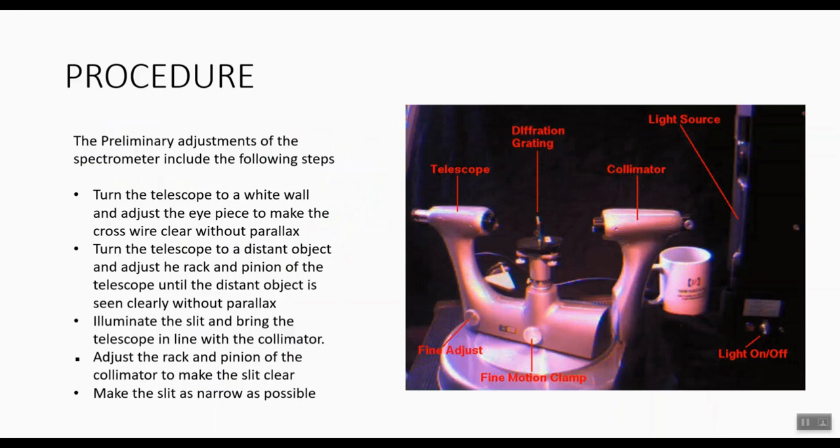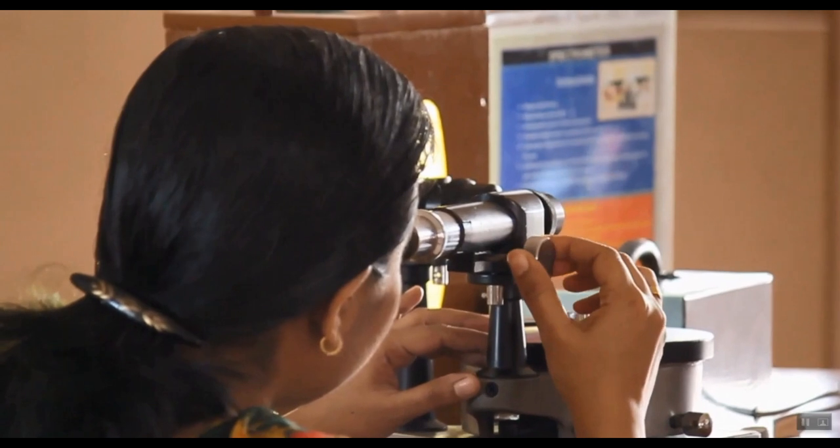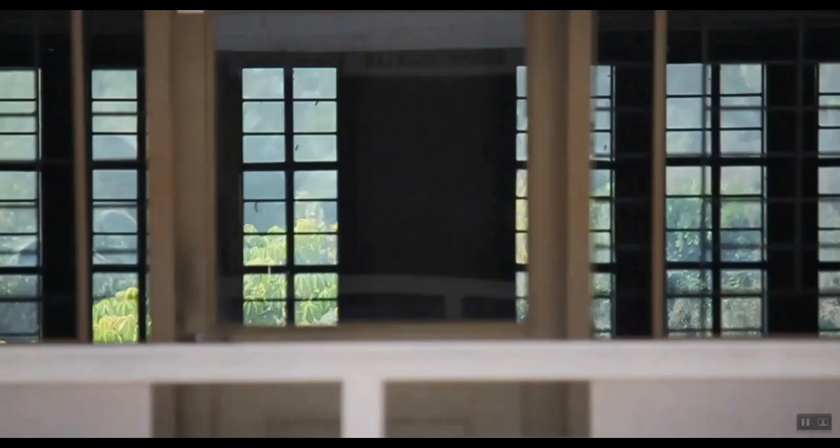Now let me explain the procedure in detail. The preliminary adjustments of the spectrometer include the following steps. Turn the telescope to a white wall and adjust the eyepiece to make the crosswire clear without parallax. Turn the telescope to a distant object and adjust the racking pinion of the telescope until the distant object is clearly seen without parallax.